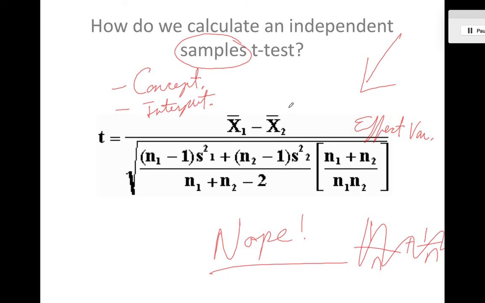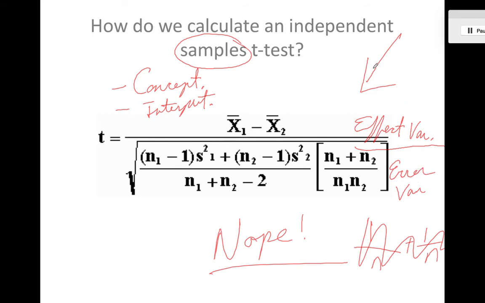Not because of other extraneous factors that exist out there, but I still have to consider those extraneous factors. So in my denominator, what do I have? In my numerator, I have effect variance. In my denominator, if you guessed it, we have error variance. And that's what I told you was the conceptual formula for all inferential statistics that we're going to be dealing with for the remainder of the semester. Effect variance divided by error variance.